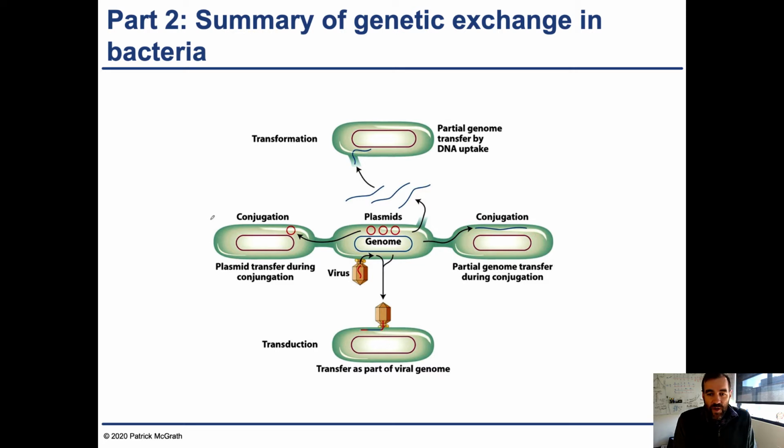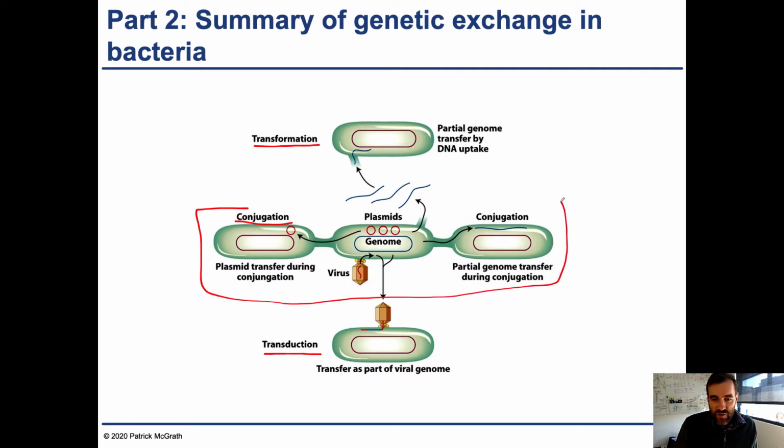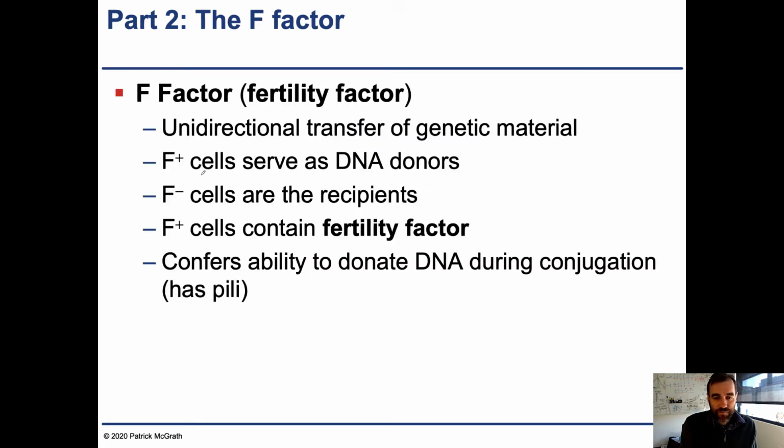There are three main ways that DNA is exchanged, called transformation, conjugation, and transduction. These are mediated in different ways. One is external DNA that is taken up by a cell. One is through the use of plasmids and pili in order to transfer the plasmids. And the other is that viral particles can transfer DNA from one cell to another. We are first going to cover conjugation, and there are actually two different ways of doing conjugation that we are going to cover.